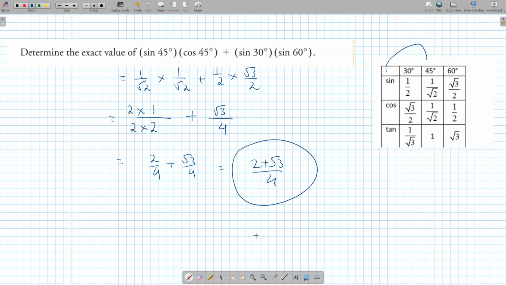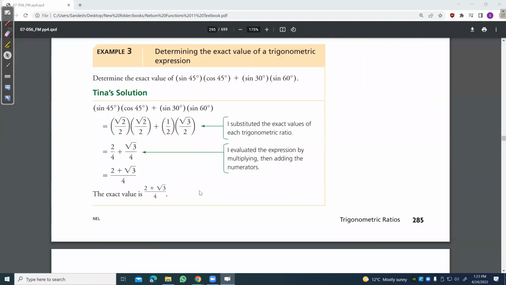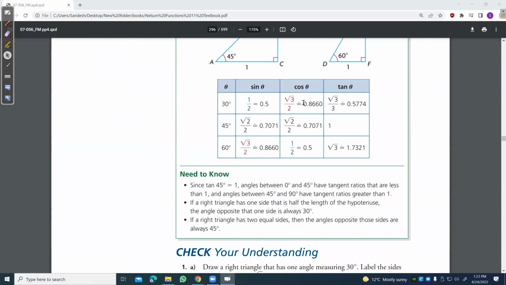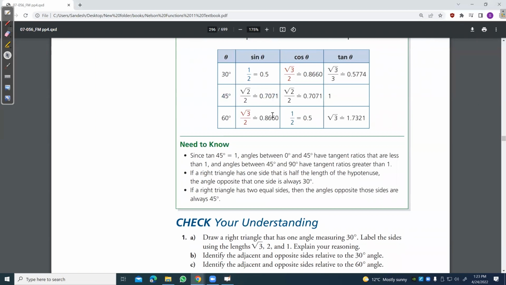Okay, you don't need a calculator to do this part. In fact, you're not going to need a calculator. As long as you have the table on the side and can do some algebra, you should not require a calculator for this. It's also given in the book, but these values are not exact, okay? Because they never end.